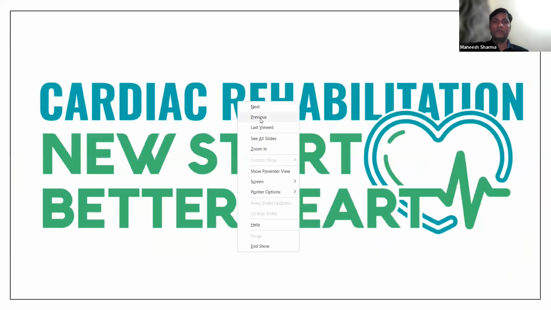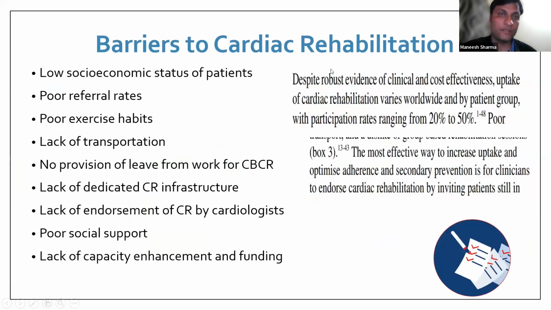Okay, coming to the last part of this session, that is barriers to cardiac rehabilitation. We have seen so far phase 1 and phase 2 of cardiac rehabilitation, and phase 3 and phase 4 we'll be talking about in the second session. Before that, there are certain barriers to cardiac rehabilitation, which we explored when we were writing our review article on cardiac rehabilitation.